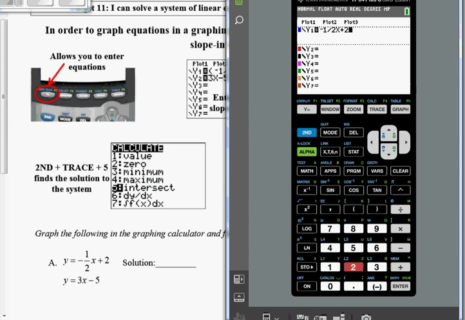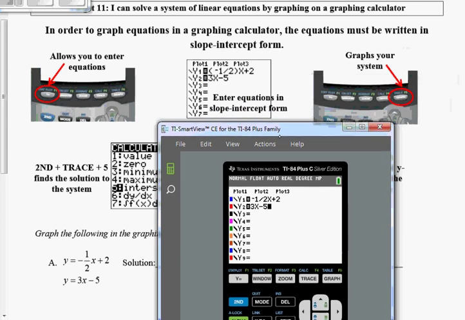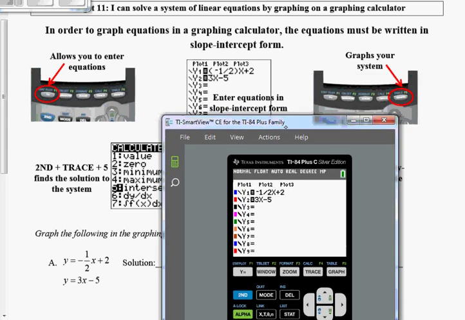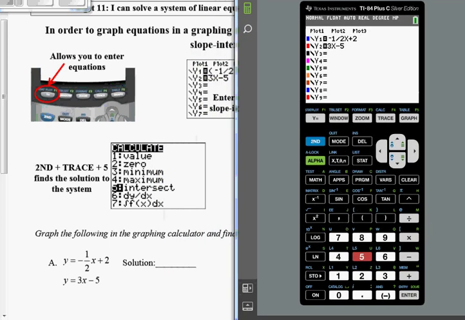I need two equations, so I'm going to scroll down. My second equation is 3x minus 5, so 3. Again, use that X button on the top of your calculator, minus 5. So I've done my step 1 and step 2 up here, entering the equations in. You'll see step 3 says to hit graph.